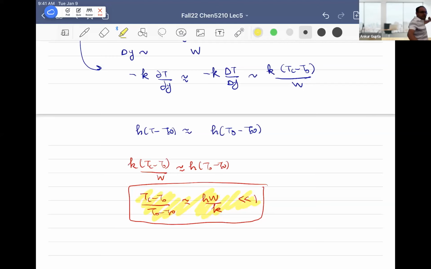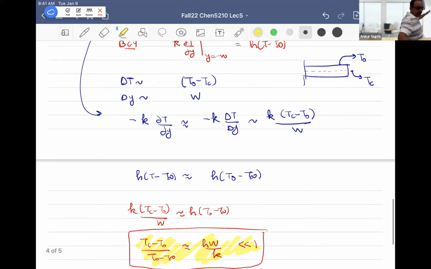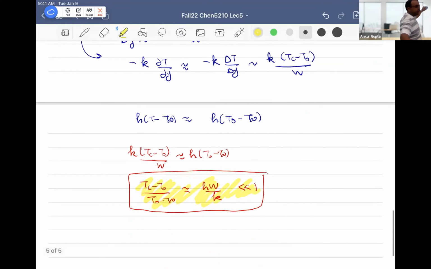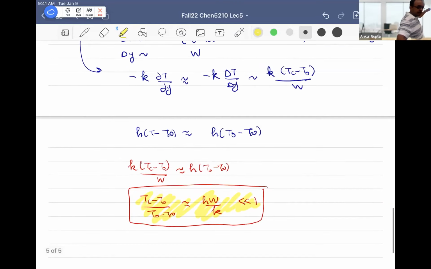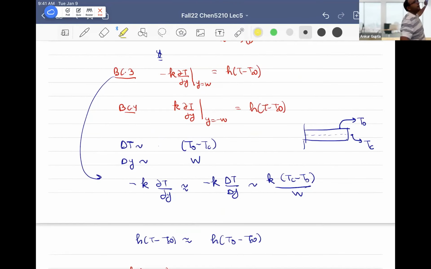I want to emphasize this. Sometimes students say, you're just making this up. Like, how do I think about this? The reason I want to use this boundary condition is because hW by k comes out clearly when I need a delta y. I need a delta y, so that's why I use this boundary condition. Alternatively, we could use boundary condition 4.